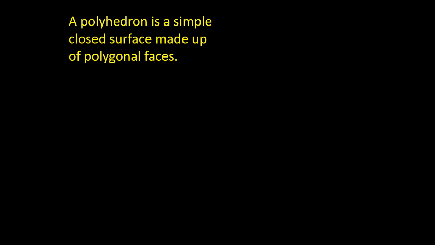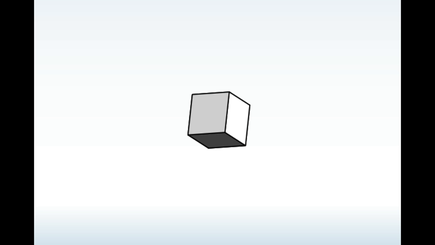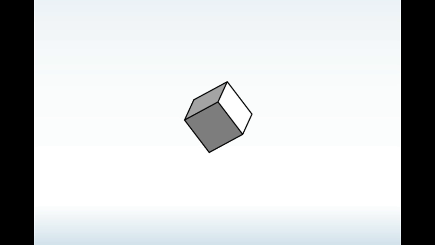A polyhedron is a simple closed surface made up of polygonal faces. Here's one example of a polyhedron. It's a cube. It's probably the one that you're the most familiar with. Let's rotate it a little bit so that you can see that what makes a cube is that all of the faces are squares and all of the angles where these faces meet are right angles.